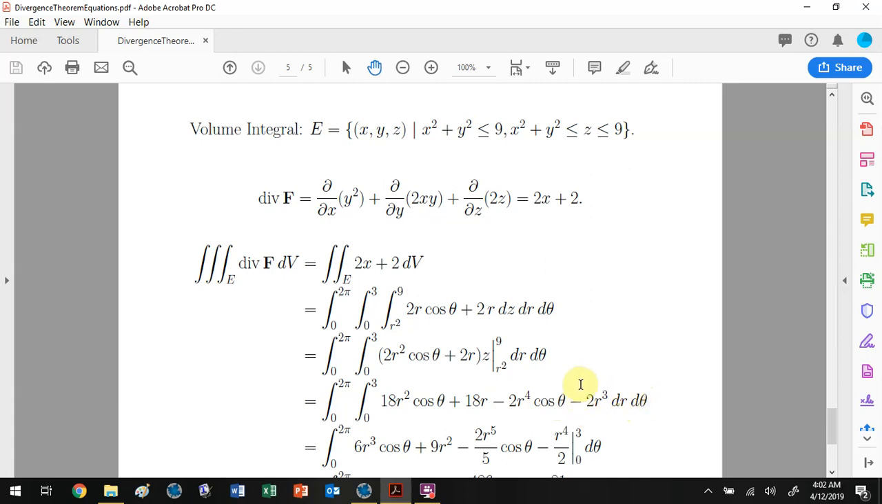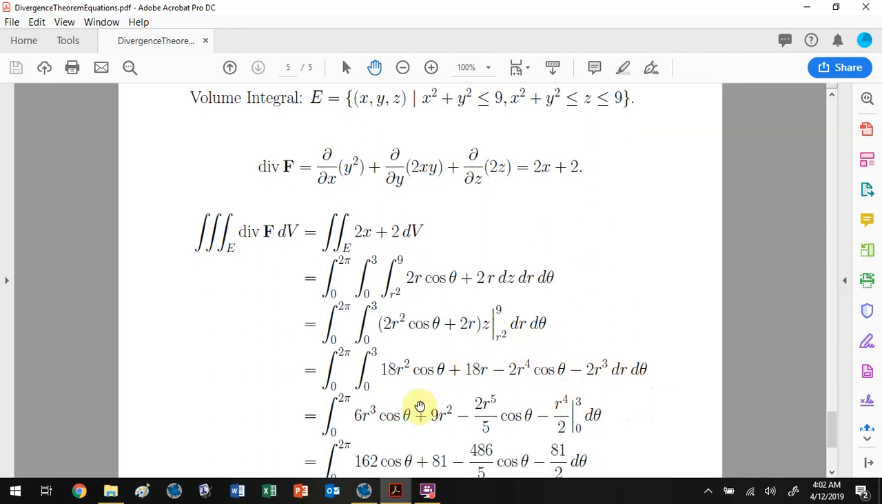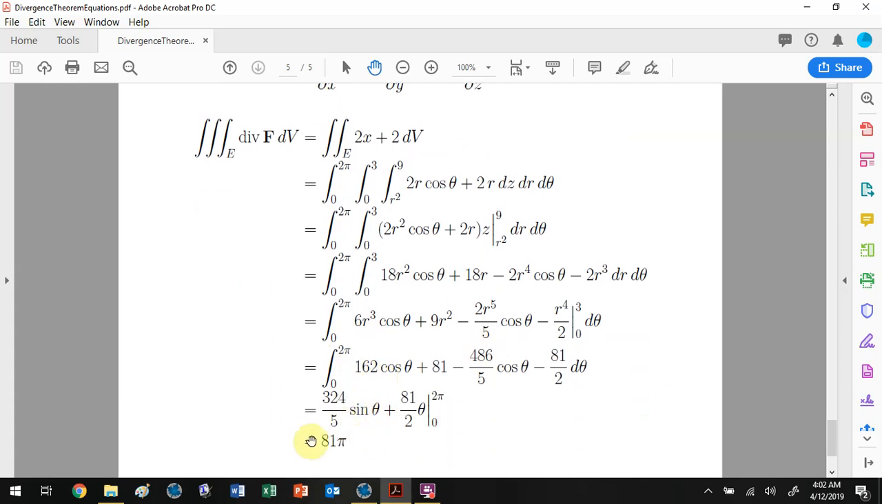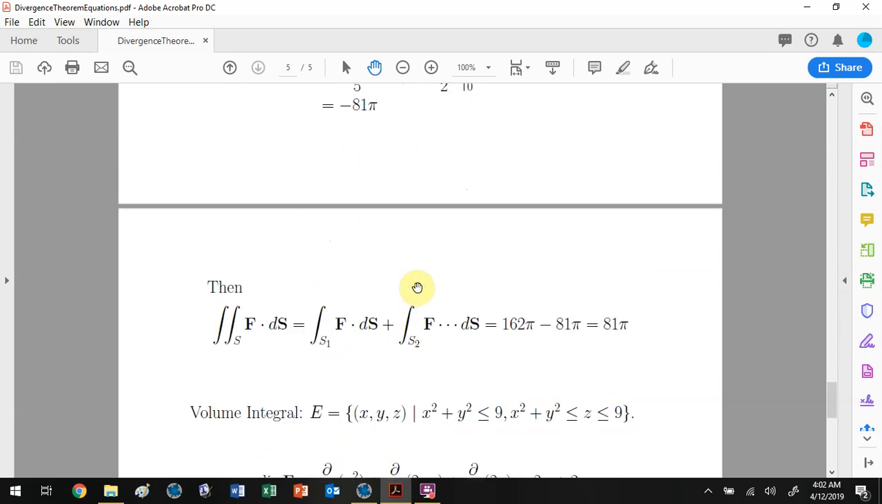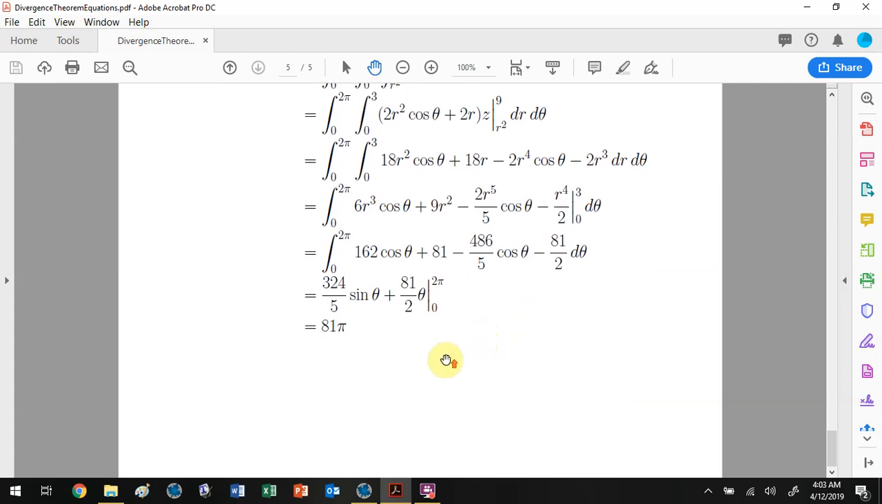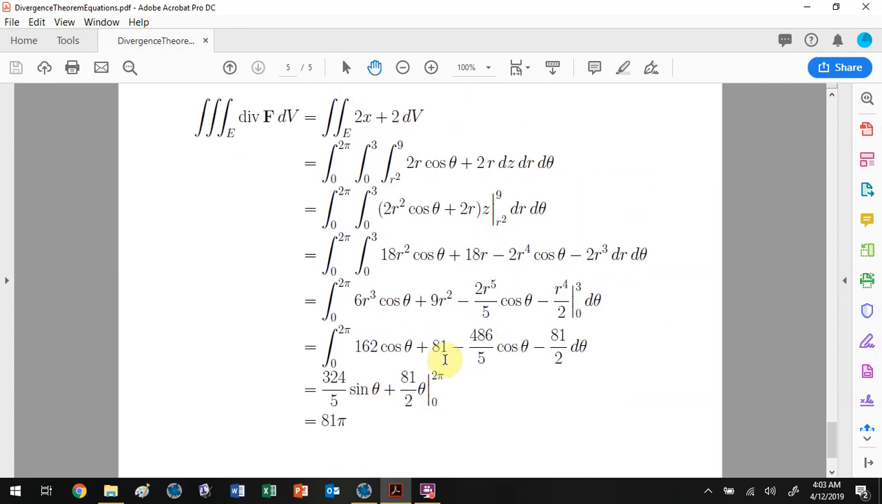So the next thing is to integrate with respect to r, and so from here on it's just doing what you have typically done for integrals. So just be careful, try not to make any sign errors, and sure enough, if we keep going down here, we find out that this triple integral does in fact equal 81 pi. And that's exactly what the surface integral equaled, and so that shows that the divergence theorem held in this case. And so that's pretty much all we really wanted to see for the divergence theorem.